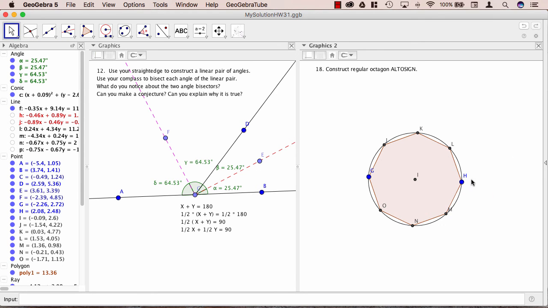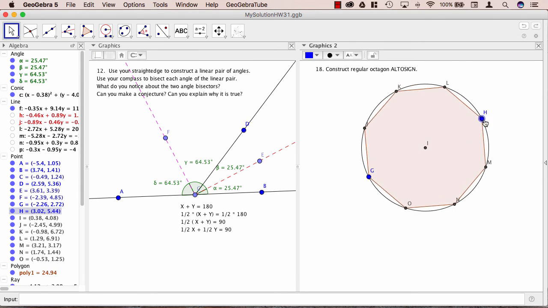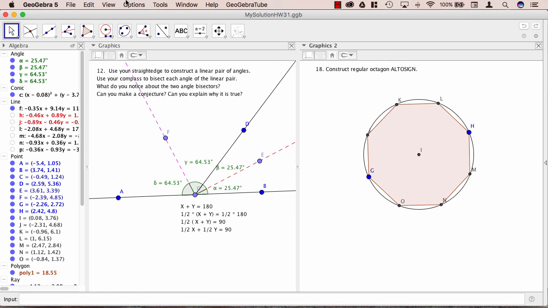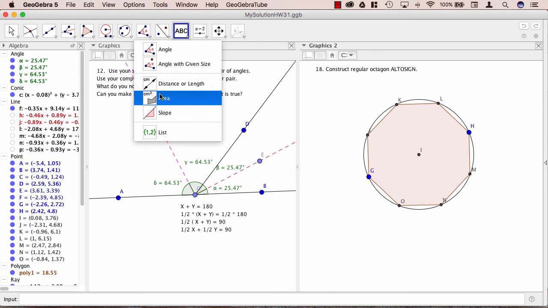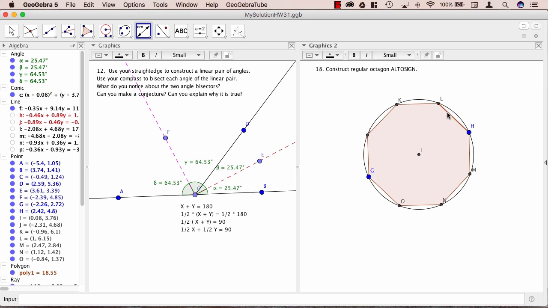I move point H. Oops, if I move point H around, that octagon stays an octagon. And I can measure some sides to verify that all the sides are congruent. So we're going to use the measuring tool. And we'll just click those segment distances, and they're all about 2. And all the angles would also be congruent here. If I were to measure them, they would all be the same. So that's it. Basically a pair of perpendicular lines, and then some angle bisectors, and we're set.